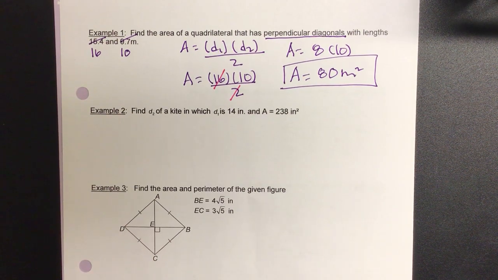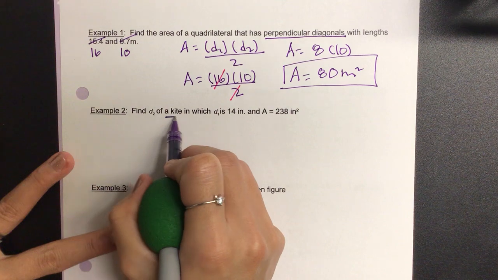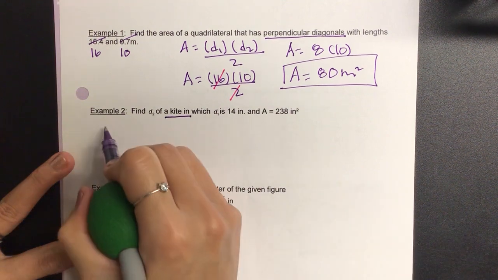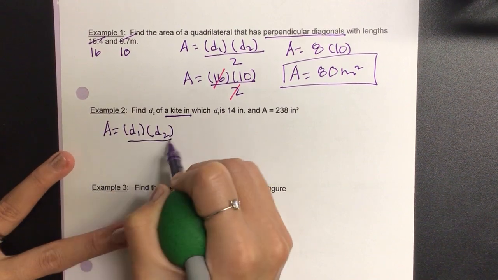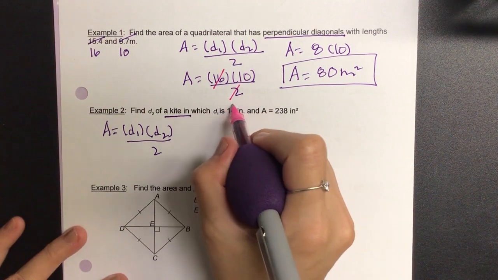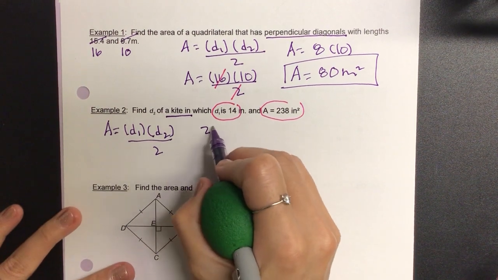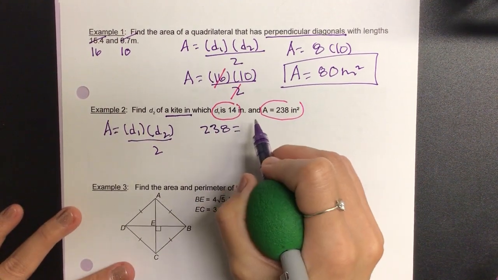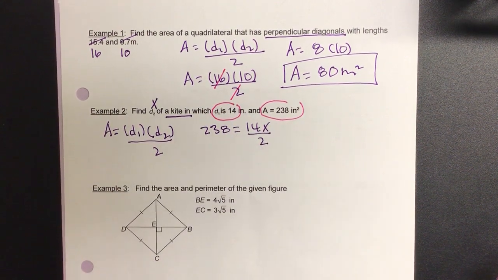All right, my second one. Olivia, let's read example number 2. Find diagonal 2 of a kite in which diagonal 1 is 14 inches and the area is 238 inches squared. Does a kite have a perpendicular diagonal? Yes. So let's write in the formula pertaining to it. The area is diagonal 1 times diagonal 2 divided by 2. And the information given is that the first diagonal is 14 and the area. So we have 238 is equal to, let's call diagonal 2 just x, 14x divided by 2.